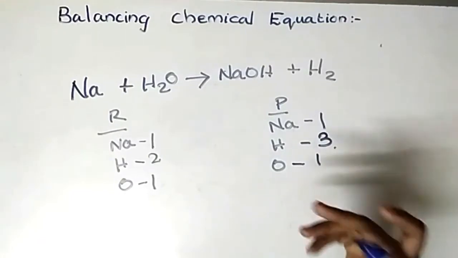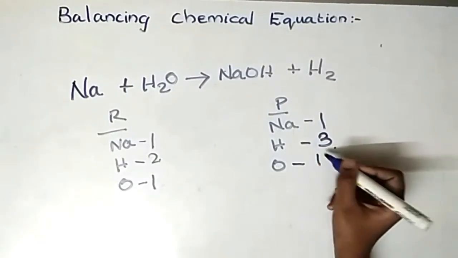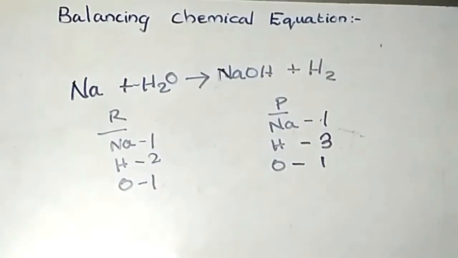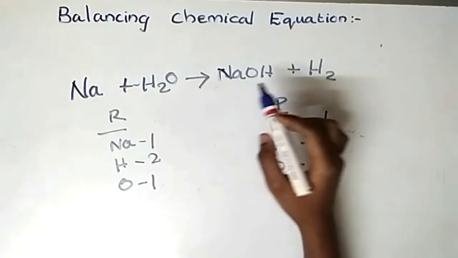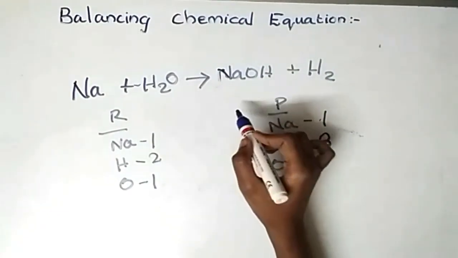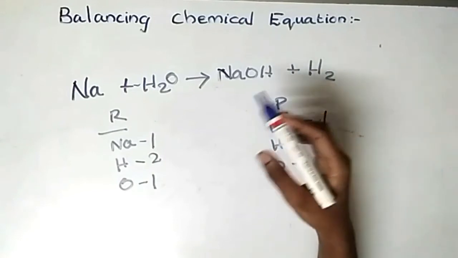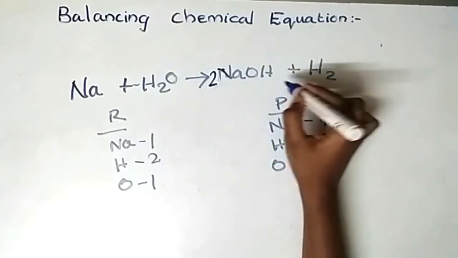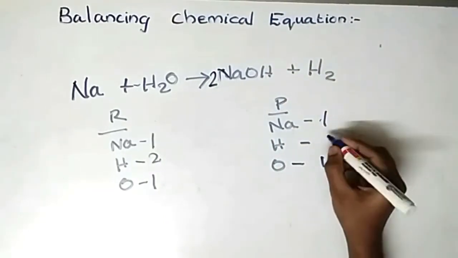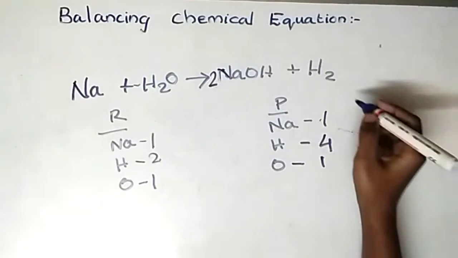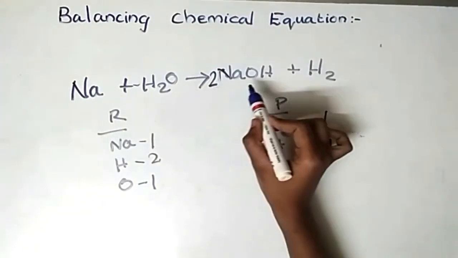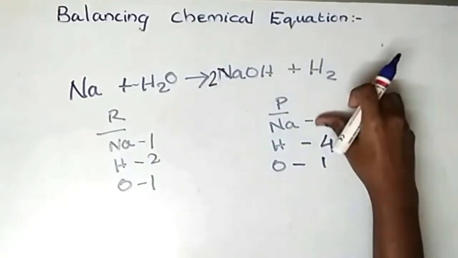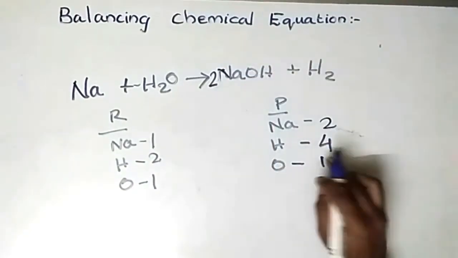Next we will look at which has the highest number of atoms, that is the hydrogen in the product side, and 2 in the reactant side. Since the hydrogen is split in the product side as NaOH and H2, we can just take the NaOH and put 2 here so that we get 4 hydrogen atoms. And remember one thing, that sodium and the oxygen also change, and don't forget to note that. So sodium changes to 2 and oxygen changes to 2.